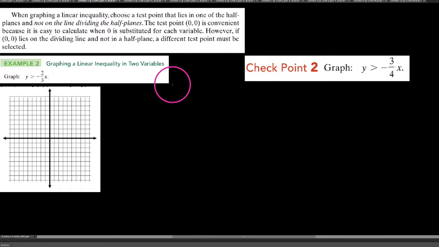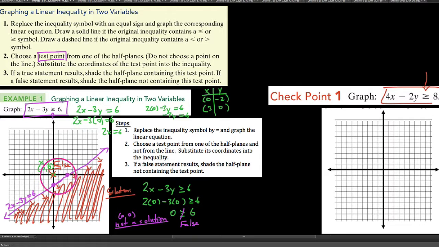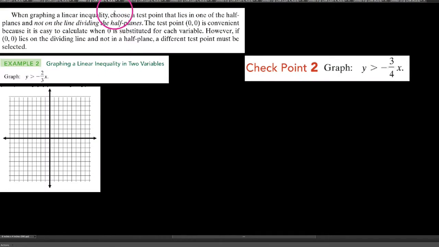Okay, YouTube, this is my second video on my module on graphing linear inequalities, in which we're going to look at a situation where, when we test a point, and in our last video we saw that the point we tested was the point (0, 0), just because it was really convenient. But when we test a point in this video, essentially what we have to do is choose a test point that lies in one of the half planes, not on the line that is dividing the half planes.